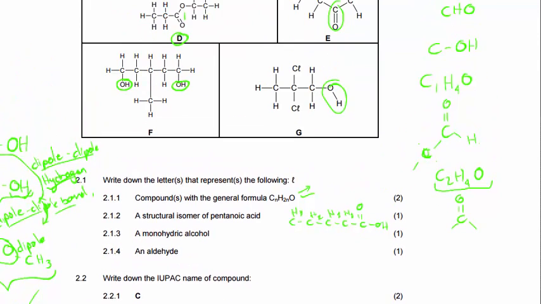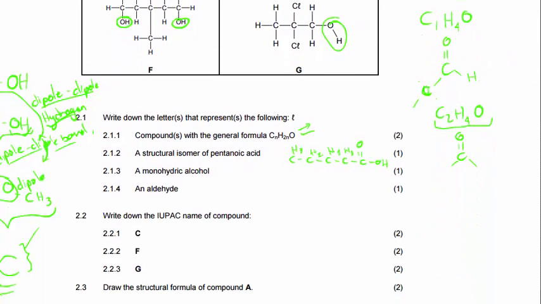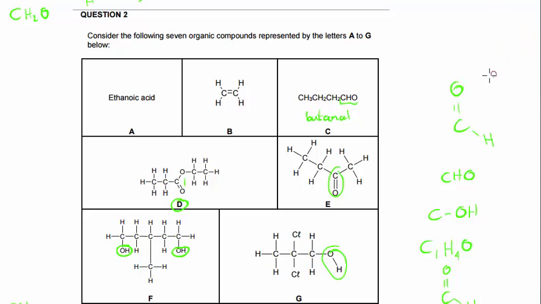Okay, write down the IUPAC name for C. C, 1, 2, 3, 4. 1, 2, 3, 4. Which would be? Butanol. Well done, butanol. Okay, for F and G.